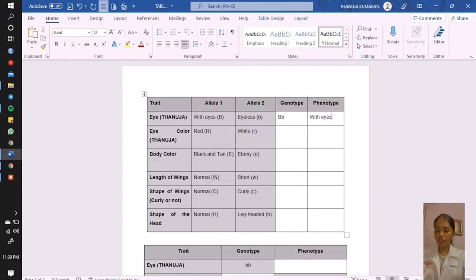So for the second part, when I flip the coin, I get the tail, which represents small r, and for the second flip, I get the head, which represents capital R, so the phenotype is red eyes.